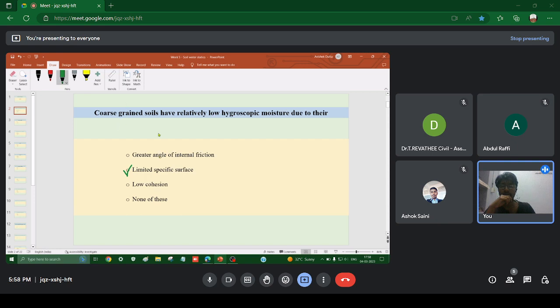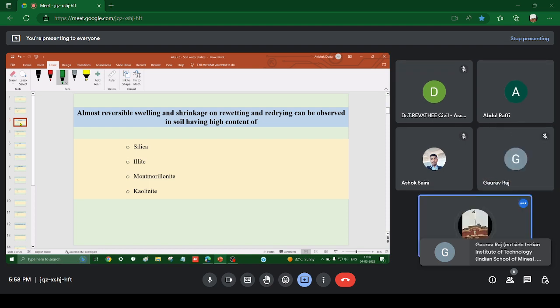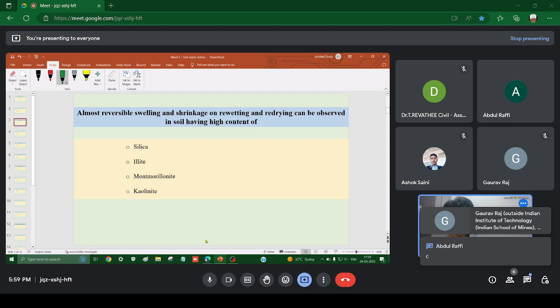Okay, next question. If you have any doubt, you can just stop me and ask. Almost reversible swelling and shrinkage on re-wetting and re-drying can be observed in soil having high content of. What is the answer? Morris. C, montmorillonite. Yes.